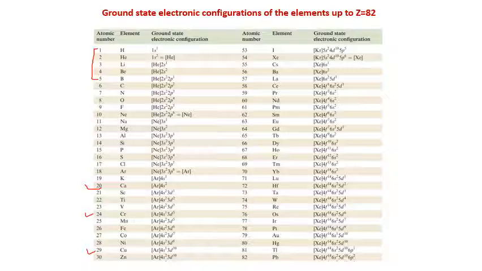So the 4s orbital is fully filled and the 3d is partly filled. But when you move from nickel to copper, you can see that the configuration is 4s1 and 3d10. So in order to maintain the fully filled configuration, the 3d is filled with 10 electrons and the 4s orbital remains with 1 electron. So this kind of thing one has to keep in mind.